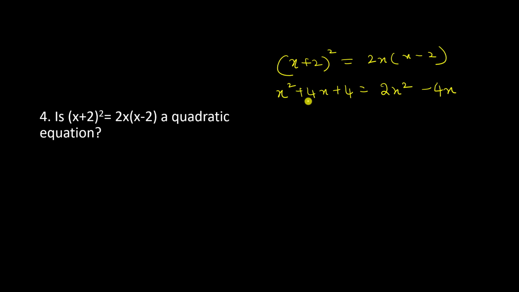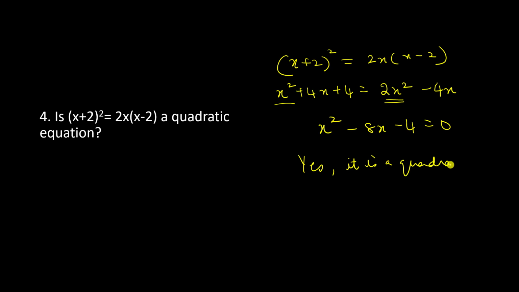You could in fact answer this question in this step itself, because you notice that on both sides the x square terms do not cancel. They are having different coefficients, and hence the x square term would remain when you simplify. This is enough indication that this is a quadratic equation. If you want to check, you could further simplify and write this as x square minus 8x minus 4 equals 0, which in fact is a quadratic equation. Please note, for an equation to be a quadratic equation, the highest degree of any term has to be 2.